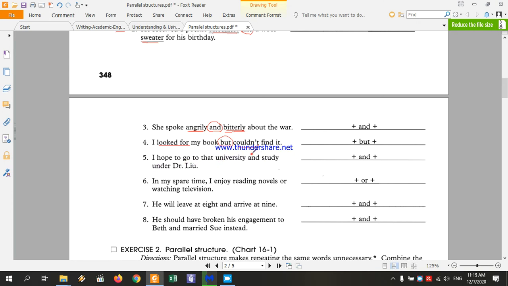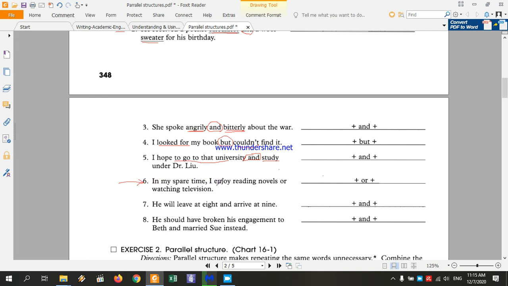Number 5, I hope to go to that university and study under Dr. Liu. So I hope to go, it's preceded by an infinitive, and study, and you know that the second to can be omitted, it's optional. We can say I hope to go to that university and to study under Dr. Liu. It's the same.